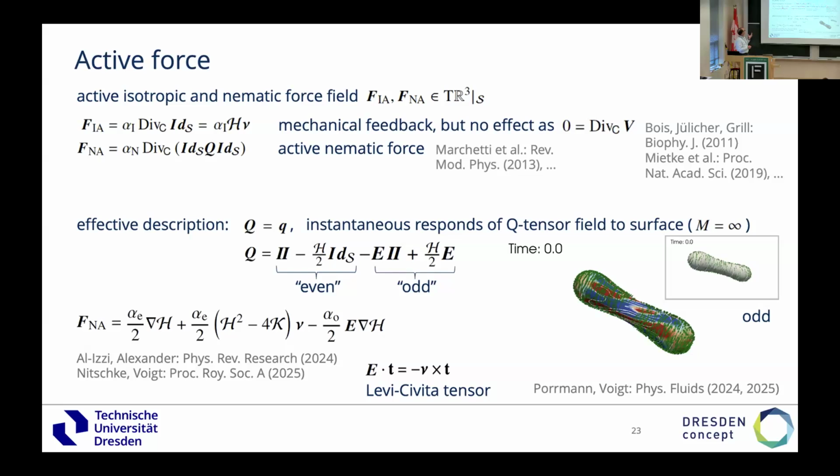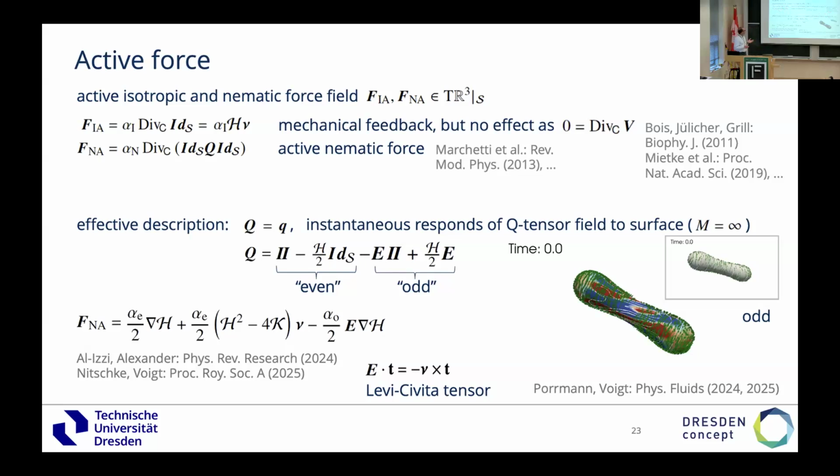Another way of incorporating active force is popular in active nematics, in 2D or in 3D. This has often been done, and it's essentially saying that the divergence of the Q tensor field gives you an active force. So that's what we do in our setting as well, but we have to project the Q tensor to the surface, and the surface divergence of this field gives us a force. It's a force you can't derive from an energetic principle.